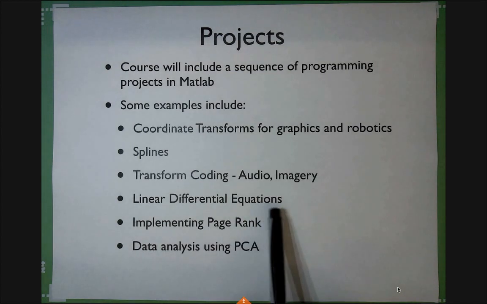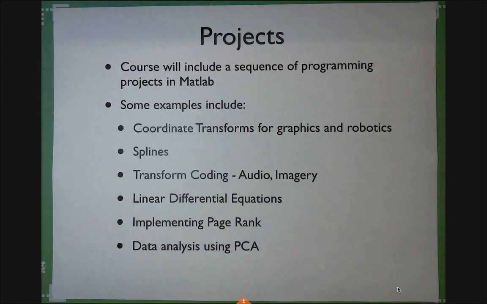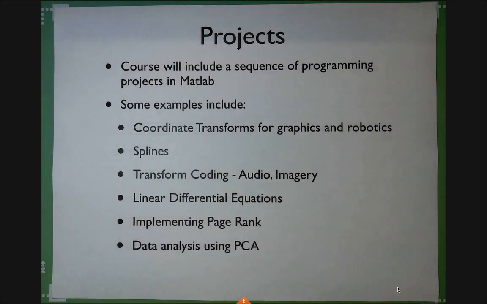There is one homework on linear differential equations, which is essentially like a baby version of physics-based simulation. I'm teaching physics-based simulation in the spring semester, and EAS205 is a good preparation for that, so you know the basic linear algebra for it. We will do the mini Google thing, the PageRank algorithm, and some examples of using PCA. So that's how you will actually remember what it is, by doing a project, the homework about it.